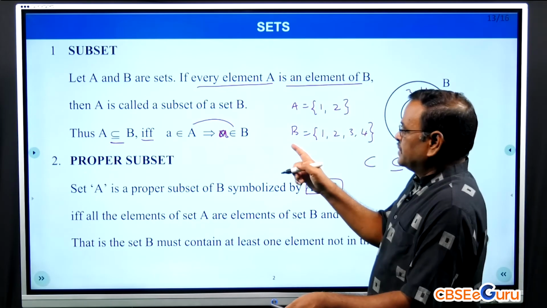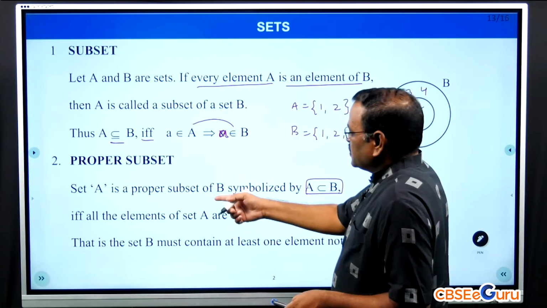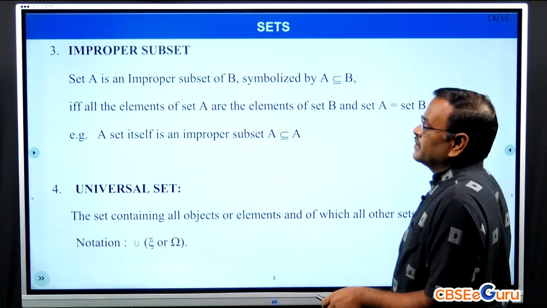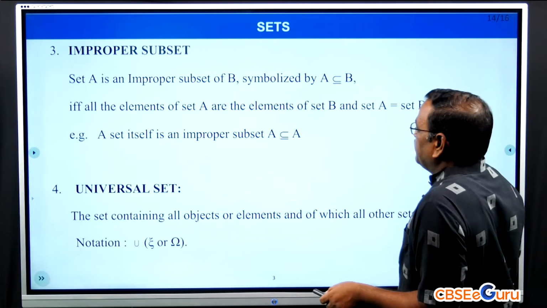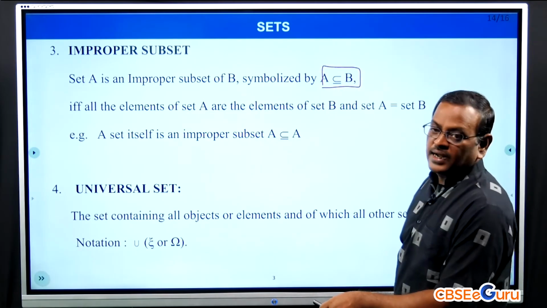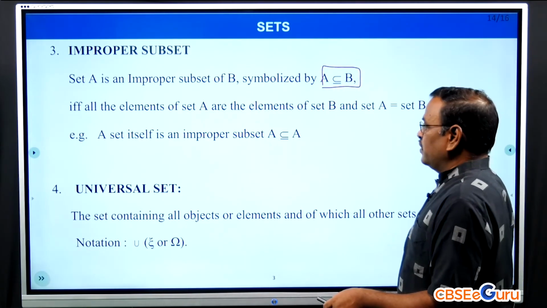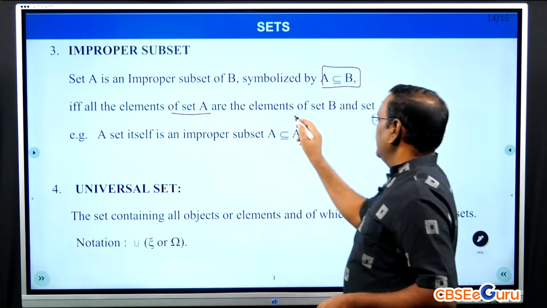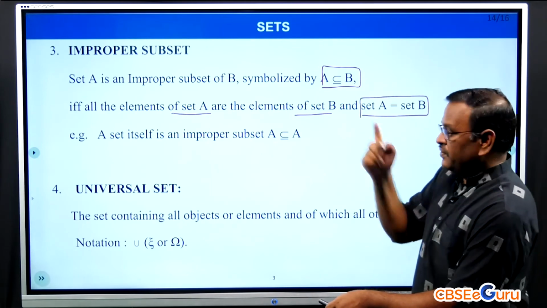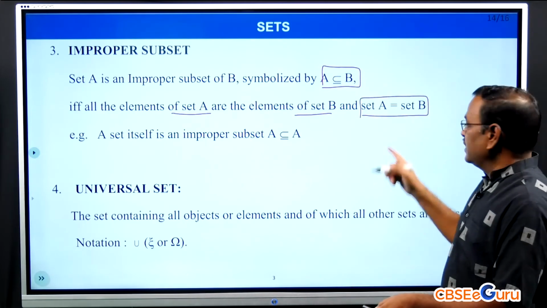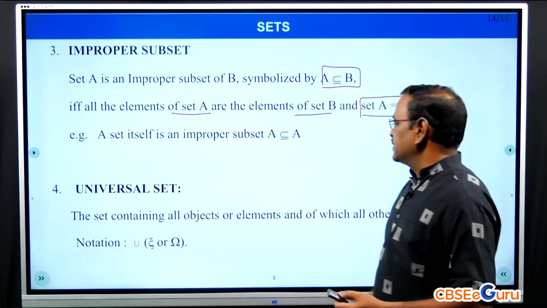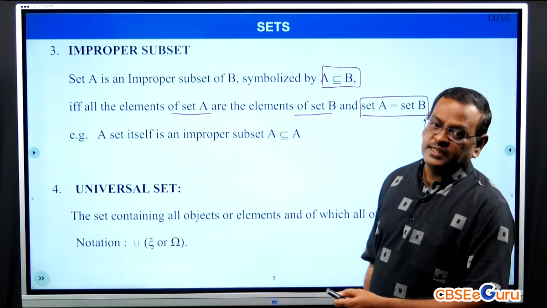What is subset? What is proper subset? If it is not proper, then what is the name? Improper subset. Set A is an improper subset of B, denoted by A contained in or equal to B, if and only if all the elements of set A are the elements of set B and set A equal to set B. In the previous definition it is not equal, but here set A equals set B. For example, a set itself is an improper subset.